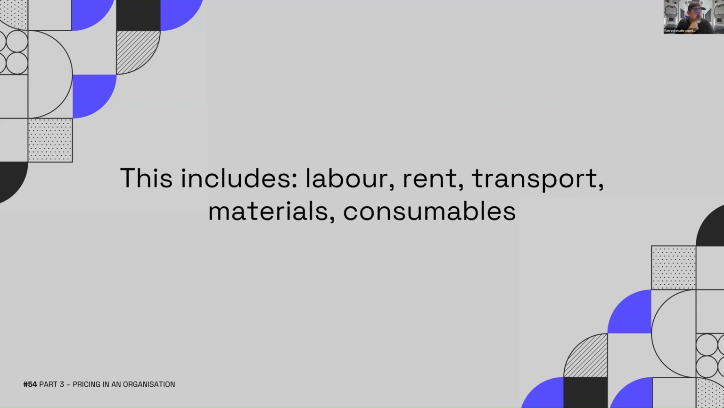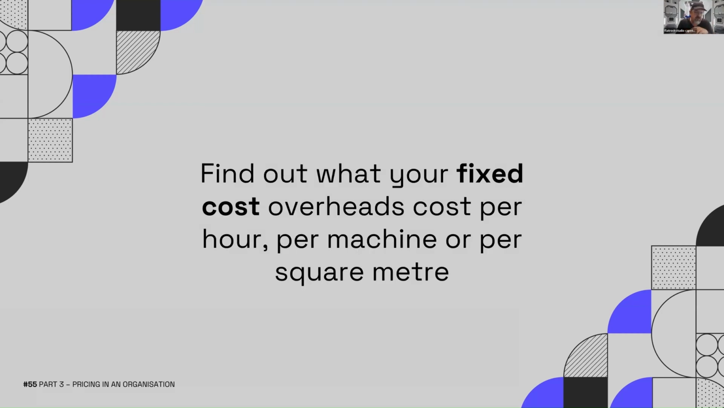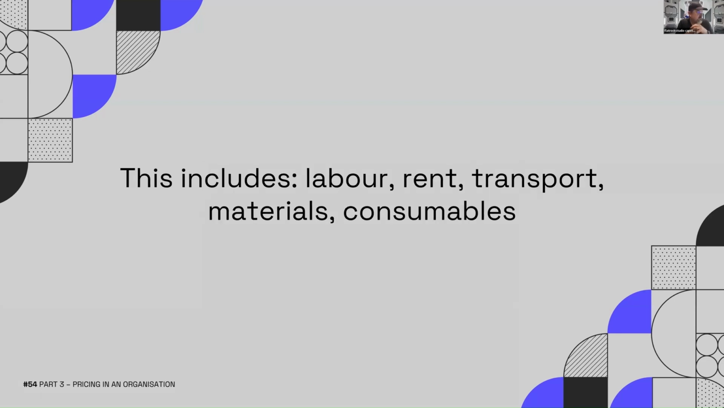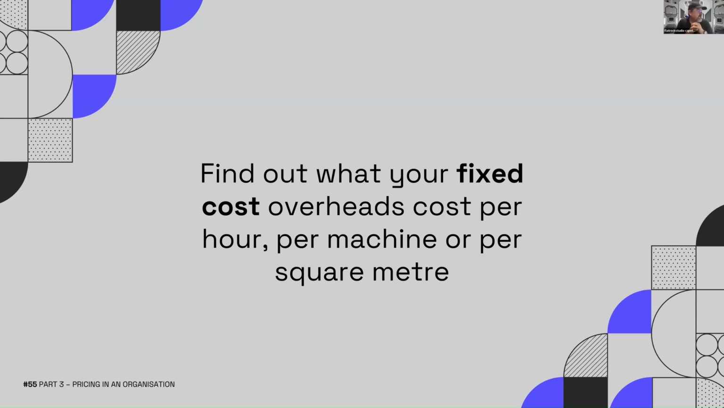So yeah, labor, rent, transport, materials, consumables. This is all indirect and direct cost, and you can work with that. Okay, next slide. I'm going to bang through.